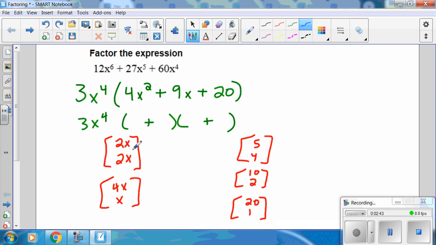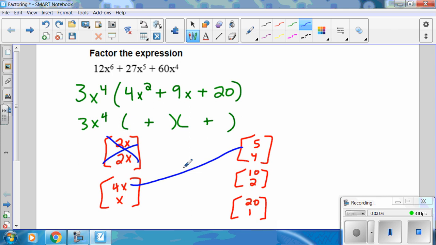So it's not going to go with this. 2 times 20 is 40. Already too big. It has to add up to 9. And so this would be 40x. And then 2x times 1 is 2x. That does not add up to 9x. So that doesn't work. So 2x and 2x doesn't go with anything over here, so we can cross it out.